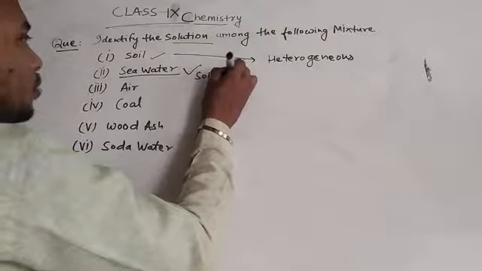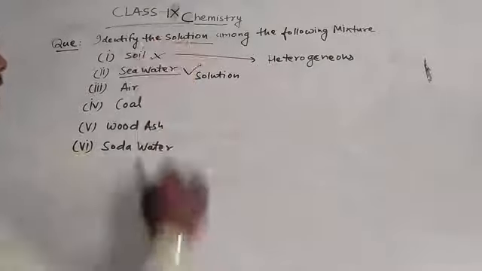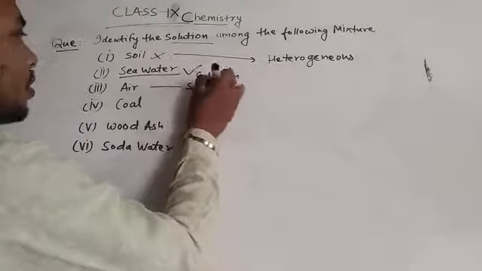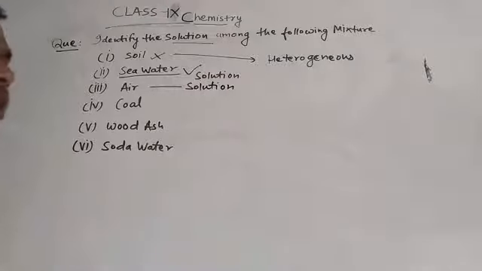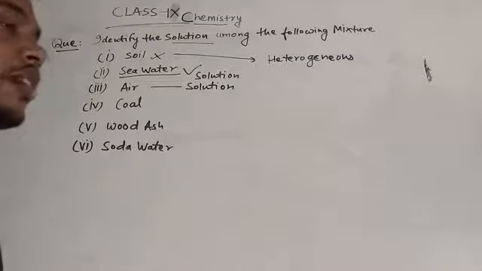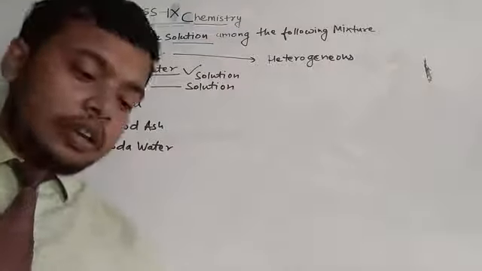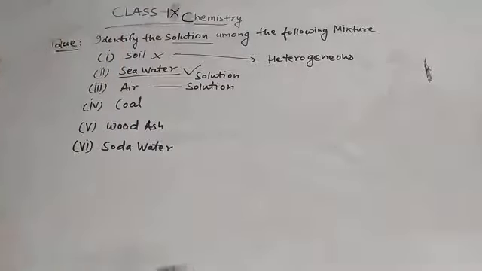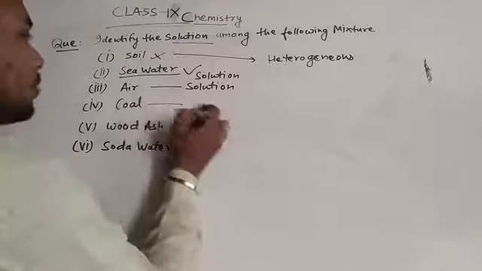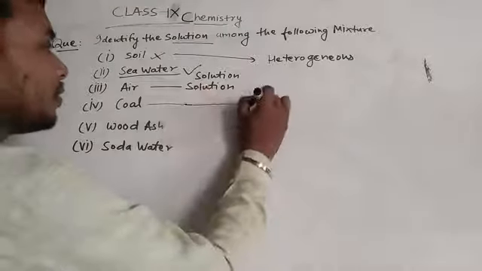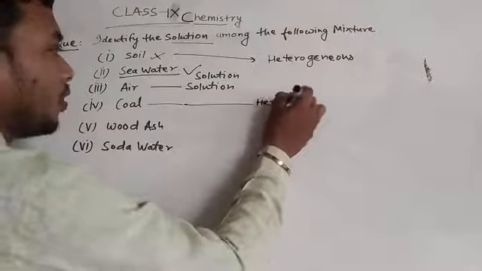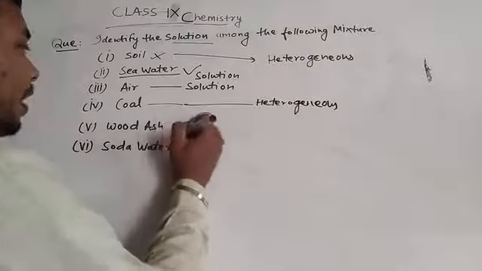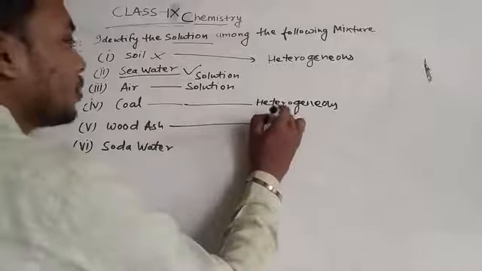it is a solution. And air is a solution, होमोजेनियस मिक्सचर है क्योंकि इसमें गैसेस, डिफरेंट टाइप की गैसेस, अगर इफ यू टेक द एग्जांपल ऑफ आवर इन्वायरमेंट, तो डिफरेंट टाइप की गैसेस डिसॉल्व होती हैं. But coal, it is a heterogeneous mixture, heterogeneous mixture. And ash, it is also heterogeneous.